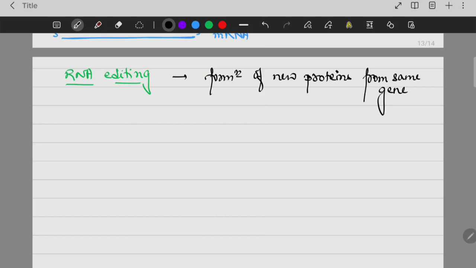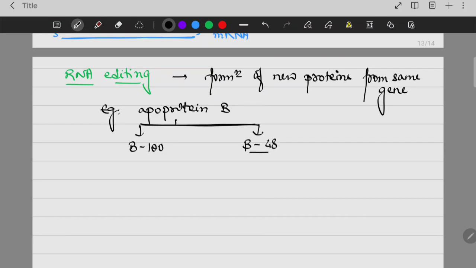So if I give an example of RNA editing, the example is apoprotein B. This is an important protein, and this is present in the chylomicrons, HDL, LDL, etc. So in RNA editing, from the same gene, 2 types of proteins are forming. That is, one is B100 and another is B48. You will remember this from lipid metabolism. Okay, B100 is present in low density lipoprotein, and it is present in liver, and B48 is present in chylomicron and in intestine.